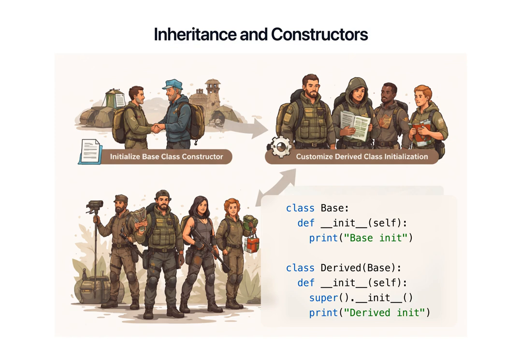Constructors in inheritance follow specific rules. A derived class can initialize its base class constructor to ensure proper setup. This allows customization of the initialization process in derived classes while maintaining base class integrity.